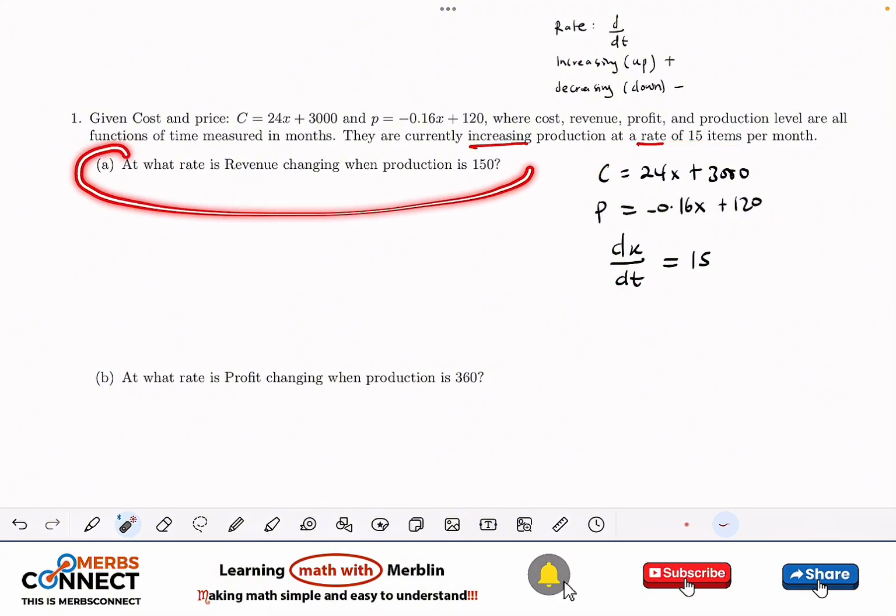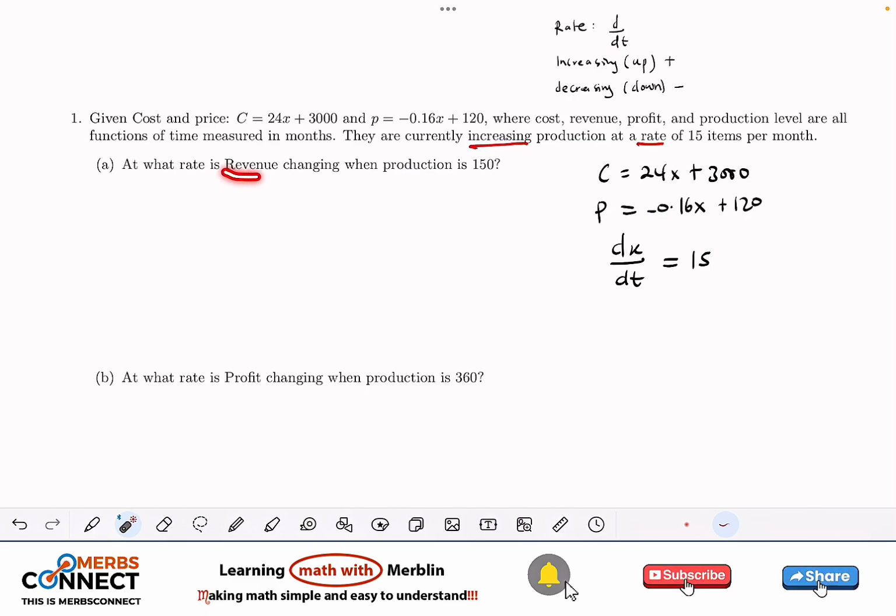Now let's look at the question. What is the question asking us? At what rate, so rate d over dt, is revenue changing? So the question is asking us to look for dr over dt. That's what we need now.